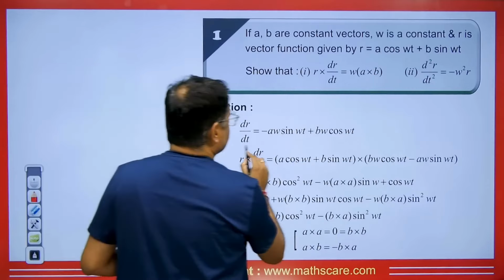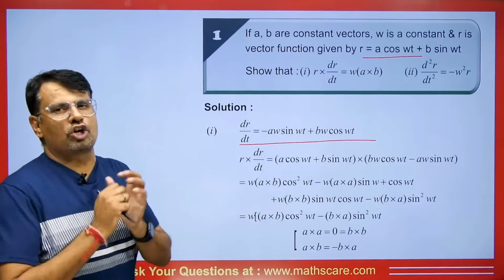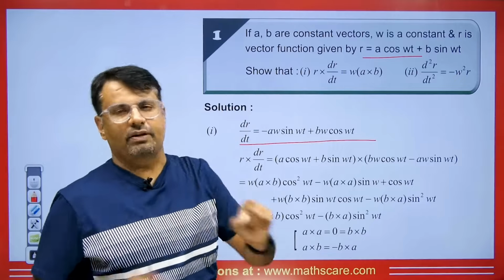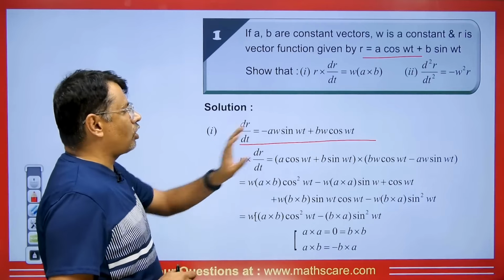What do we have here? It's dr by dt. And what do we have here? What will we do with these two? Calculate the cross product. We get values A and B here. These are constant vectors, meaning they are vectors. But what are these? Constant vectors, clear? Now we'll calculate its cross product.